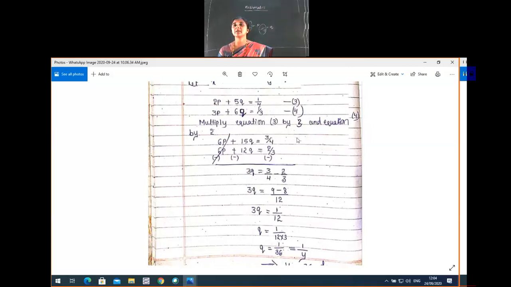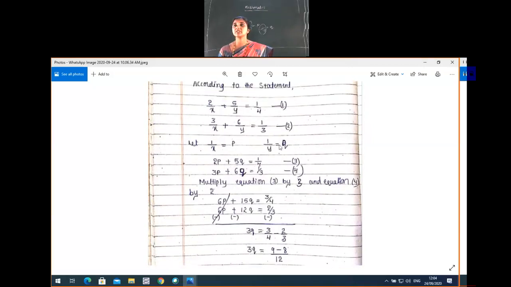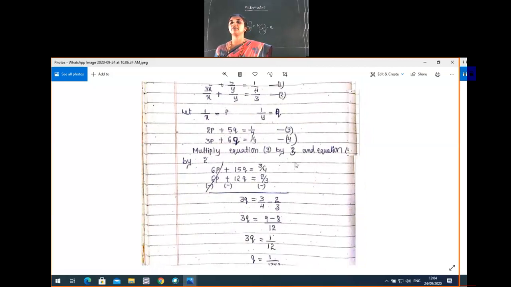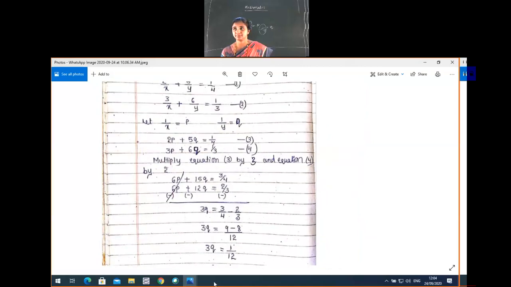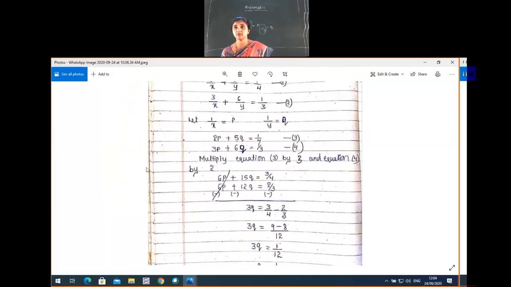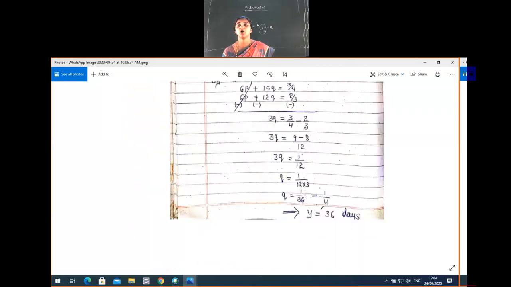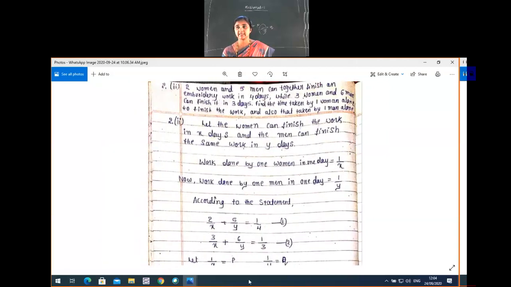In the beginning step, Q was equal to 1 by Y. Now equate this Q value to 1 by Y. So 1 by 36 is equal to 1 by Y, and by cross multiplication, Y into 1 is Y and 36 into 1 is 36. That is Y is equal to 36 days. We got Y as 36 days. We'll go to the next page now.